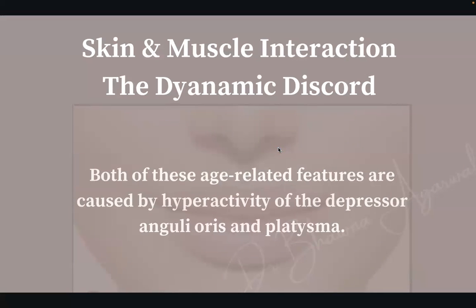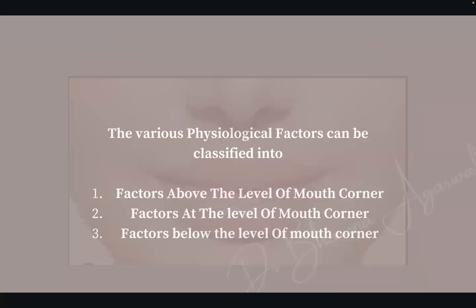So both these age-related features are caused by hyperactivity of the depressors, DAO and platysma. It is not only DAO, it is platysma also sometimes. Again, I said I'll be doing this again. Various physiological factors can be classified into above the level of the mouth corner, at the level of the mouth corner, and below the level of the mouth corner. Fine?